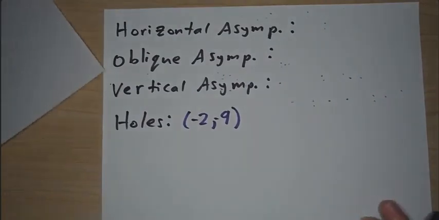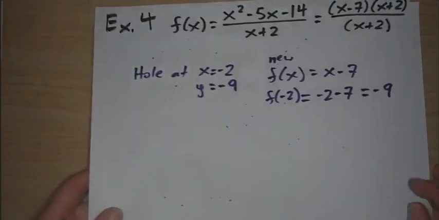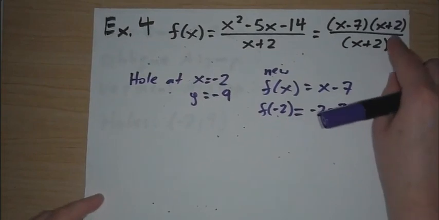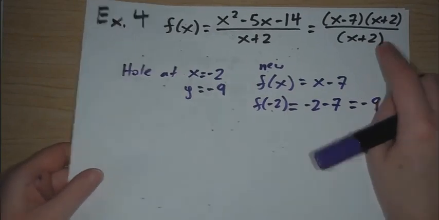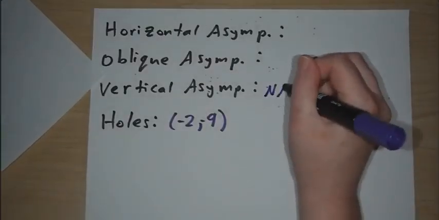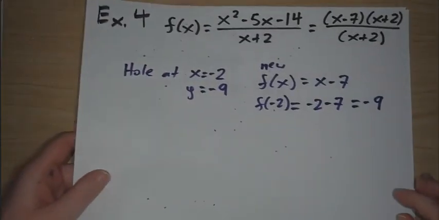So moving on, we're going to look for vertical asymptotes. Because this x plus 2 and this x plus 2 cancel, we actually don't have any vertical asymptotes. So there's not any vertical asymptotes.